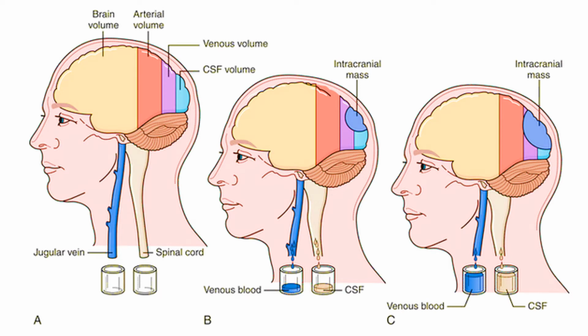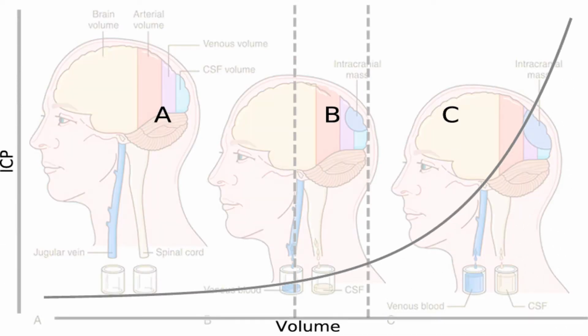So this happens when a mass lesion develops inside the cranial cavity. In the absence of a mass lesion, there is brain volume, arterial volume, venous volume, as well as CSF inside the cranial vault, which is freely communicating through the jugular vein and through the spinal subarachnoid space. When there is an intracranial mass, initially some amount of CSF as well as blood goes out of the cranial vault, and when the mass expands, the egress of the blood and CSF reaches its maximum. So this is what happens in the initial stage.